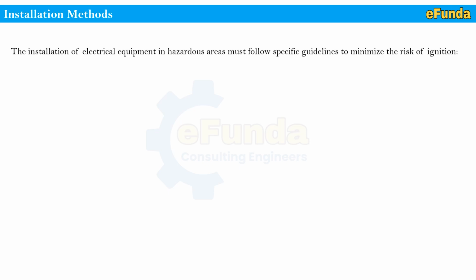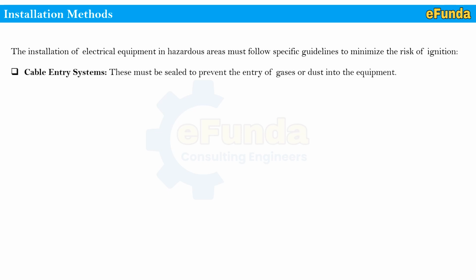Now finally moving on to the installation method. The installation of electrical equipment in a hazardous area must follow specific guidelines to minimize the risk of ignition. We'll see one by one. First, cable entry system. This must be sealed to prevent the entry of gases or dust into the equipment.